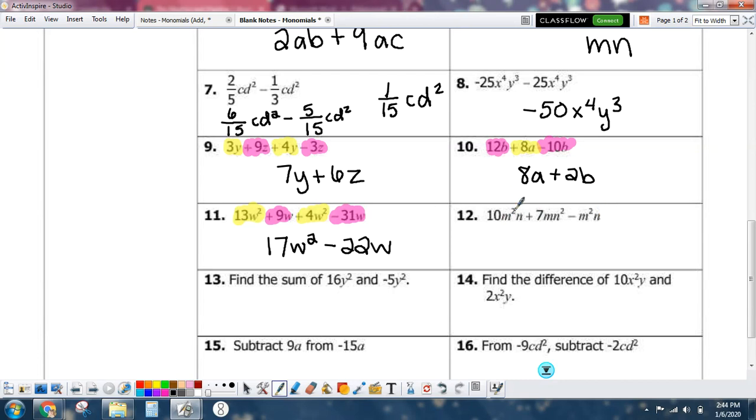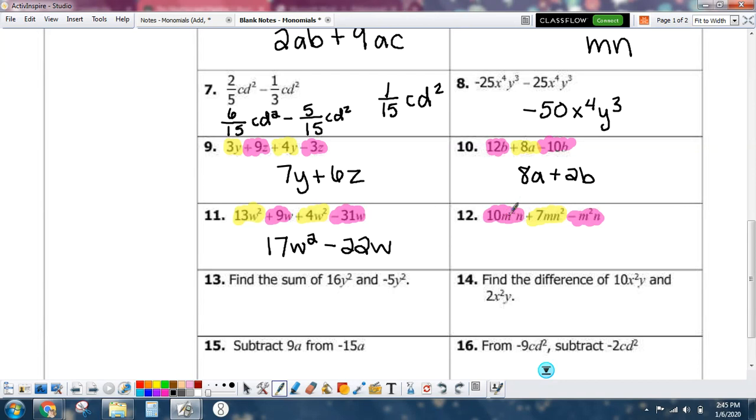12, I've got m squared n, I've got mn squared, and m squared n. So make sure we're identifying our like terms. My m squared n's are going to be pink, and my mn squareds are going to be yellow. So I can go ahead and combine my terms now.